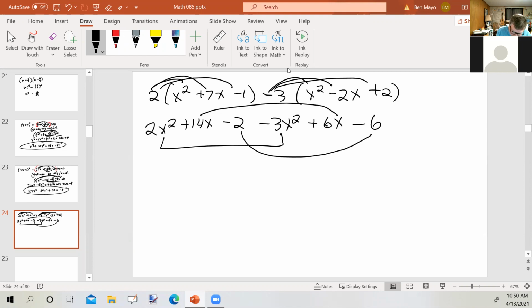minus 3x squared would be negative x squared. It's negative 1x squared, but don't put the 1 there. It's not needed. And then 14x plus 6x would be plus 20x. Minus 2 minus 6 would be minus 8. Okay. Any questions there?